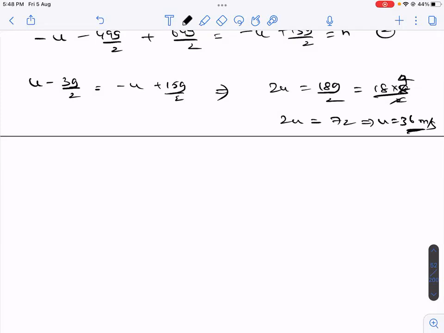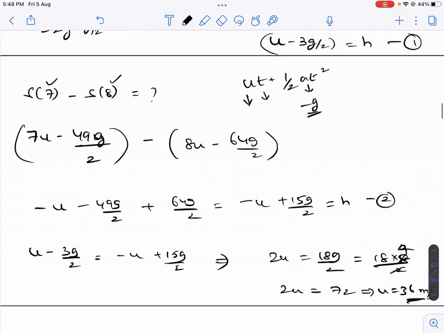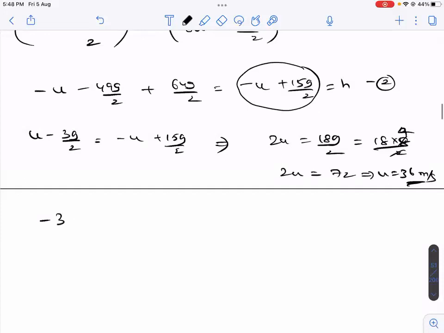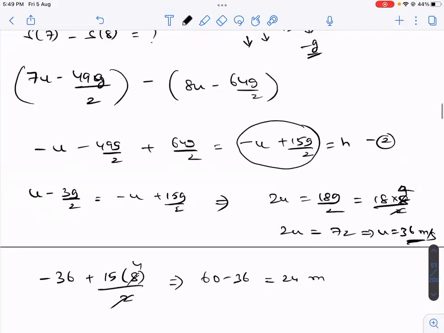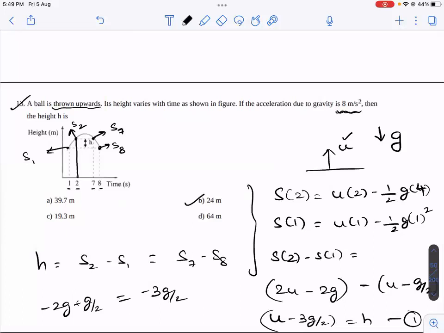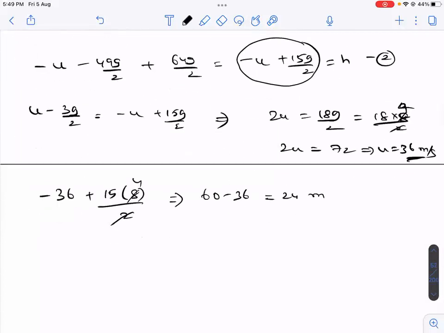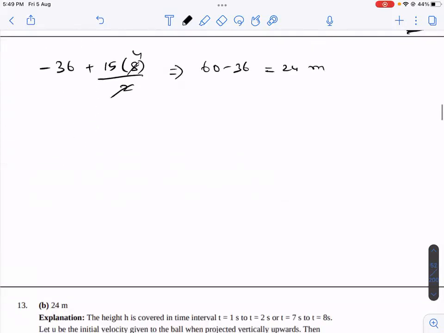So when u is 36 meter per second, then you can find h by substituting u in this thing. So it will be minus 36 plus 15 into, what is the value of g? 8 divided by 2. So 60 minus 36 is going to be 24 meter. Is there an option? Yes. So did you guys understand the problem? Yes, sir. Okay. Moving on to the next one.